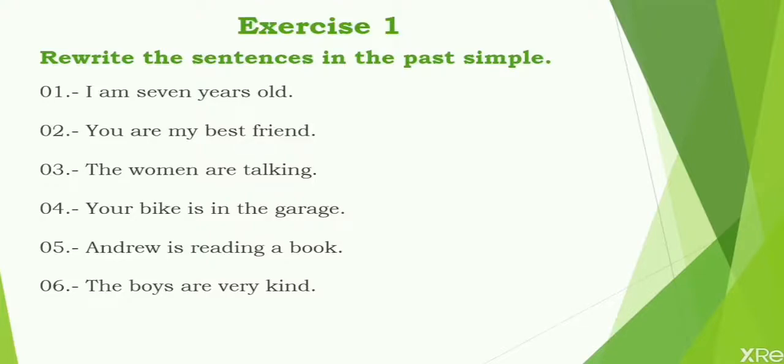Now let's do exercise 1. You are going to rewrite the sentences in simple past. I am 7 years old. You are my best friend. The women are talking. Your bike is in the garage. Andrew is reading a book. The boys are very kind. Okay? Finished? Shall we correct? Okay, good.